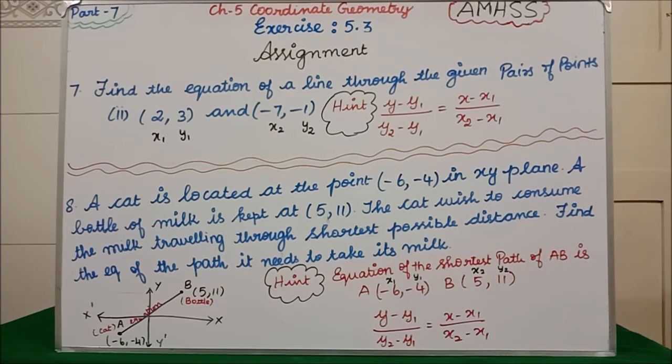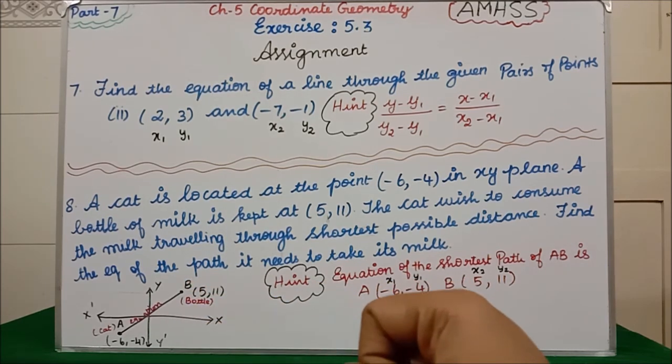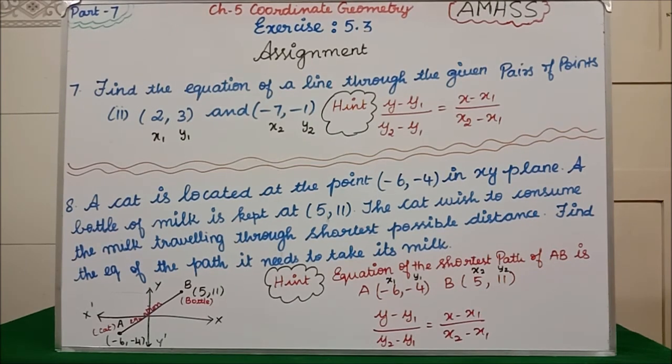A bottle of milk is kept at 5, 11. See the graph I have drawn here. See, in A point the cat is there, in B point the bottle is there. A cat wishes to consume milk traveling through the shortest possible distance. Okay. Find the equation of the path it needed to take its milk. What they are asking? Find the EQ. I have written no. EQ means EQ.